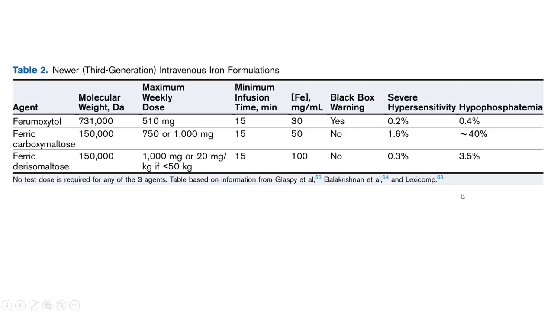less in ferric derisomaltoside or iron isomaltoside. And the newer, latest molecule, ferumoxytol, has very little chance of producing this. And that is why derisomaltoside, or ferric isomaltoside, is considered superior to ferric carboxymaltose. The problem is the cost, which will slowly come down as we see in the future.